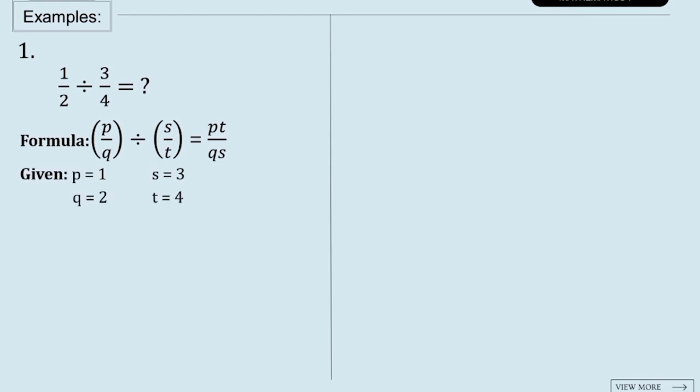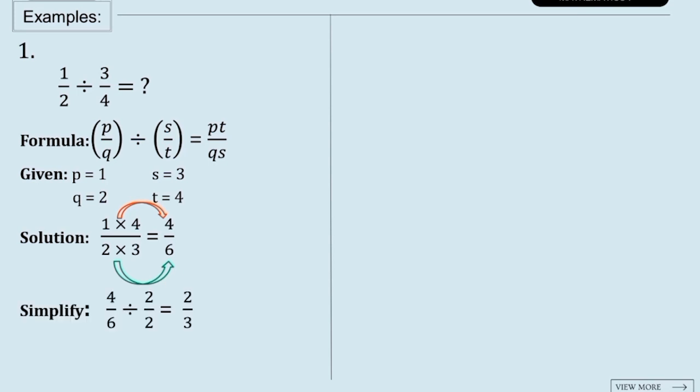So our given are P is equals to 1, Q is 2, S is 3, and T is 4. So substitute the formula PT over QS. So our P is 1, T is 4, over our Q is 2, and our S is 3. So multiply 1 times 4 is equals to 4. Then 2 times 3 is equals to 6.